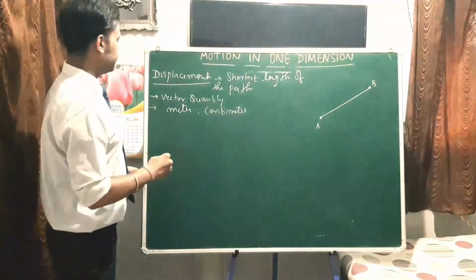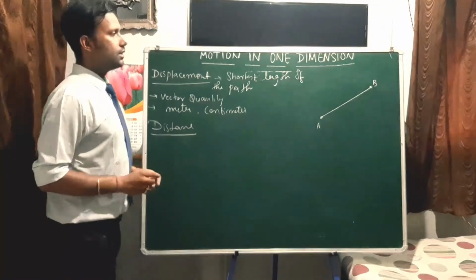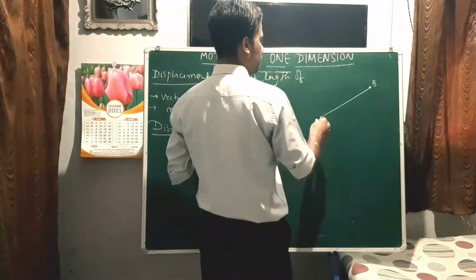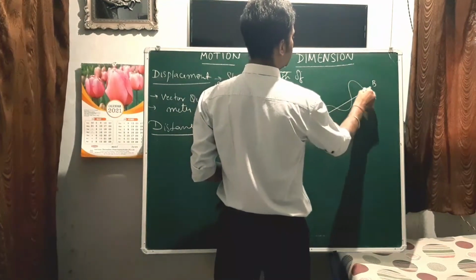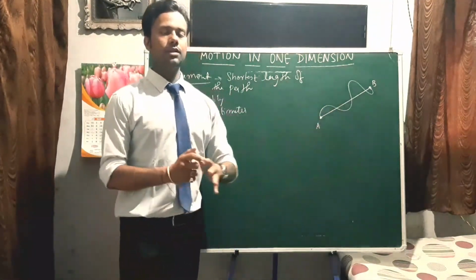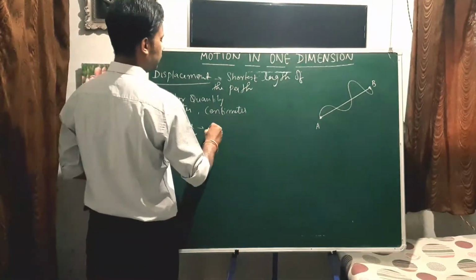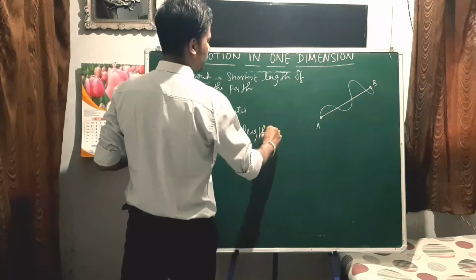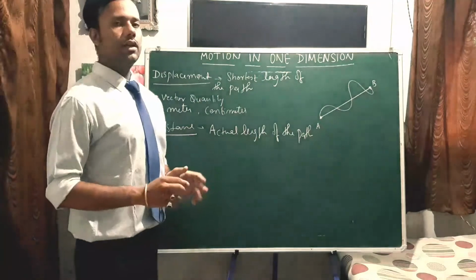Now what is distance? Distance is basically the actual length of the path, right? Suppose a body started its journey from A and reached B by taking this path, right? So the actual length, how much length we have covered, that is known as the distance, the actual length of the path. Here we are not taking any shortcut, right?